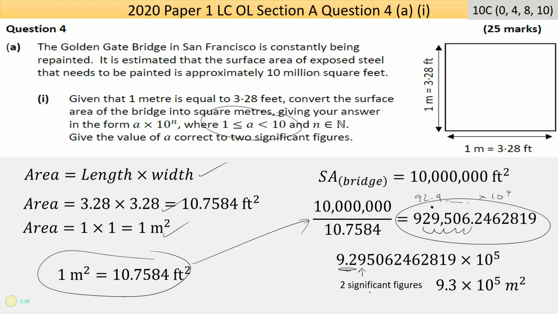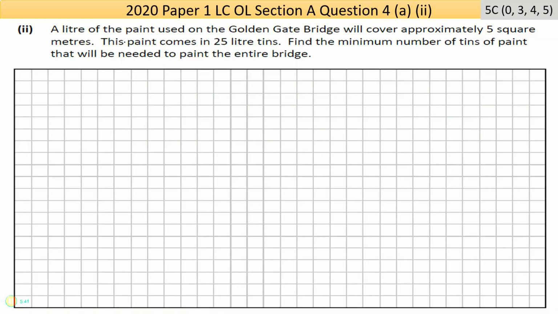Happy days. So if I move on, now part 2 here is only worth 5 marks. And they say a litre of paint used on the Golden Gate Bridge will cover approximately 5 square feet. The paint comes in 25 litre tins. So you have tins, there's 25 litres in there, and it covers 5 square feet.